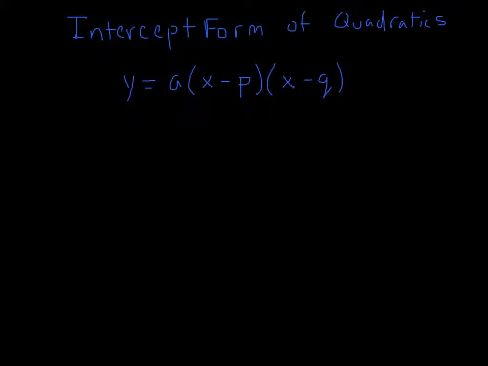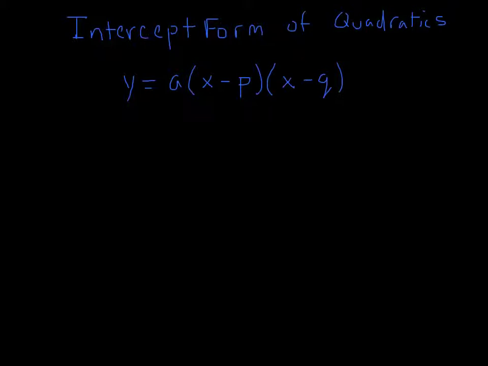Now, the equation that I have written here, y equals a times the quantity of x minus p times the quantity x minus q, is the form of the intercepts. Okay, and if you get it in this form, it makes it really simple.